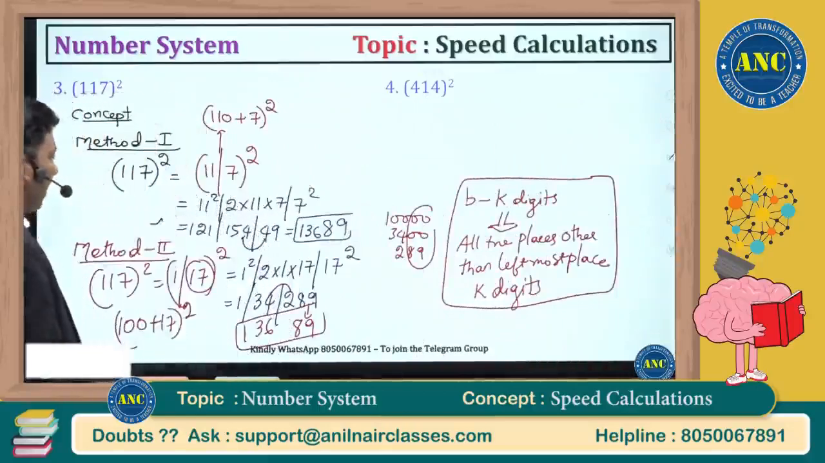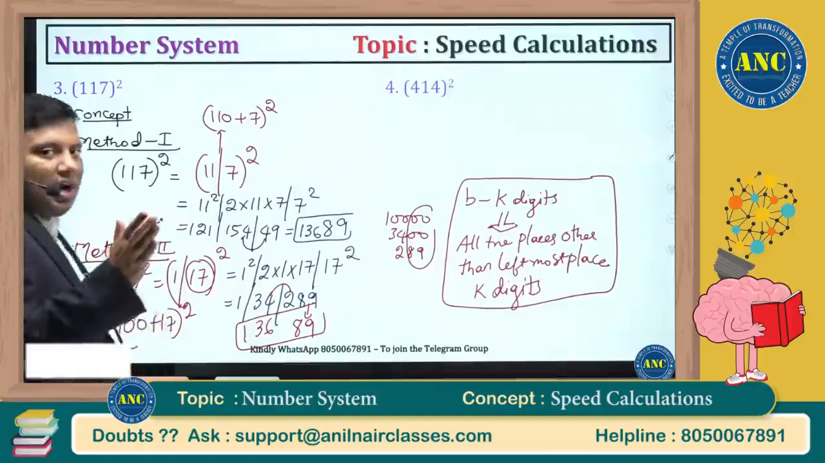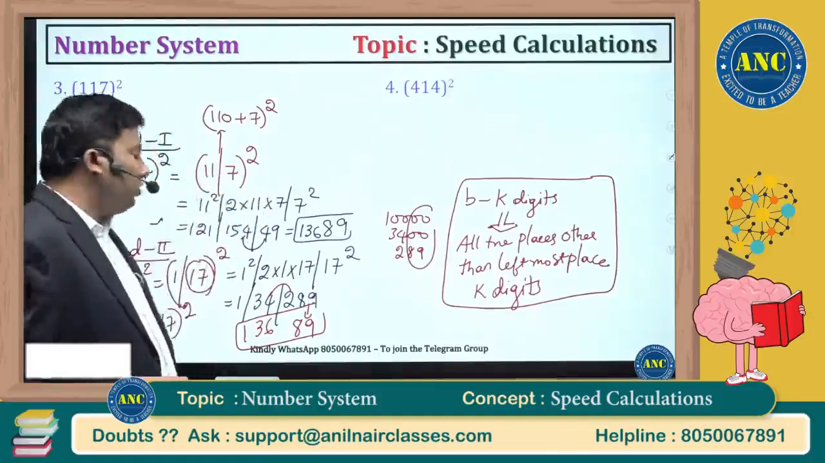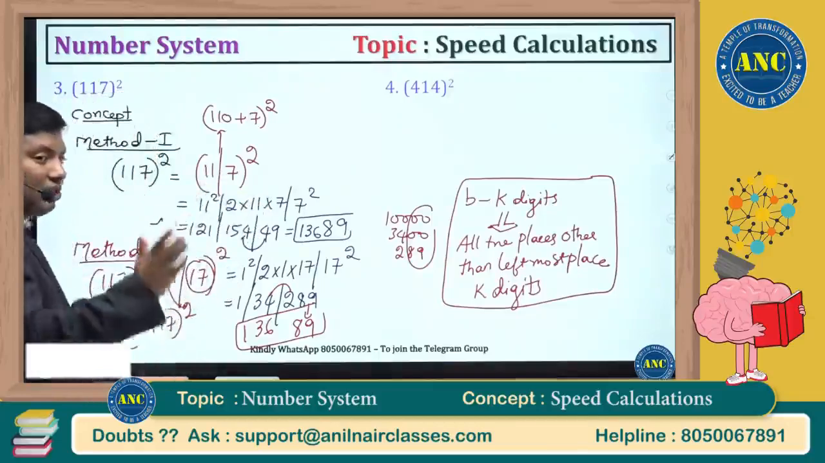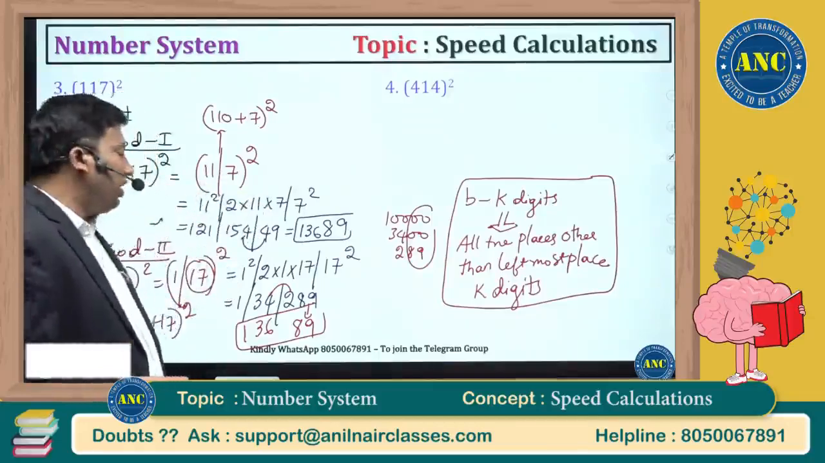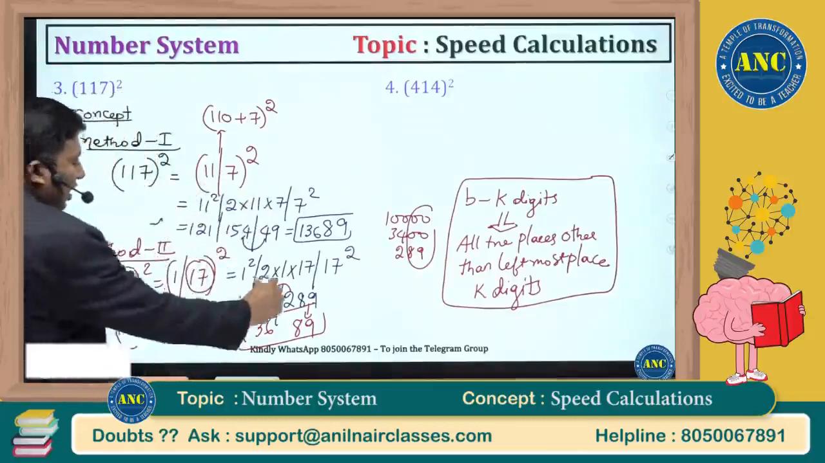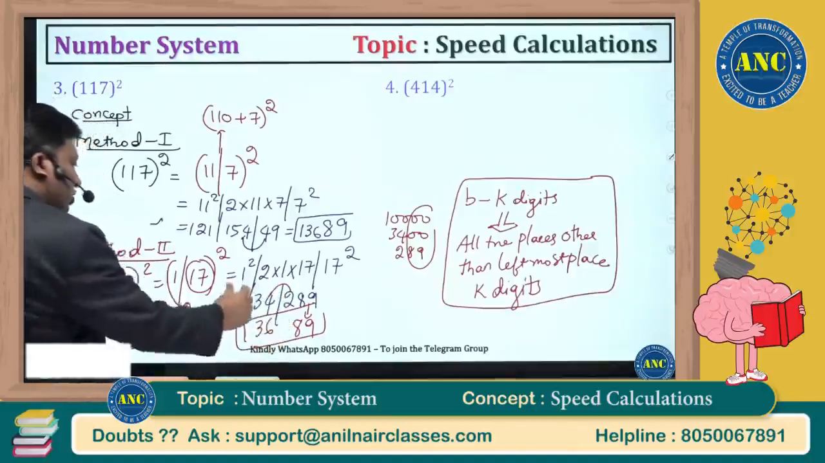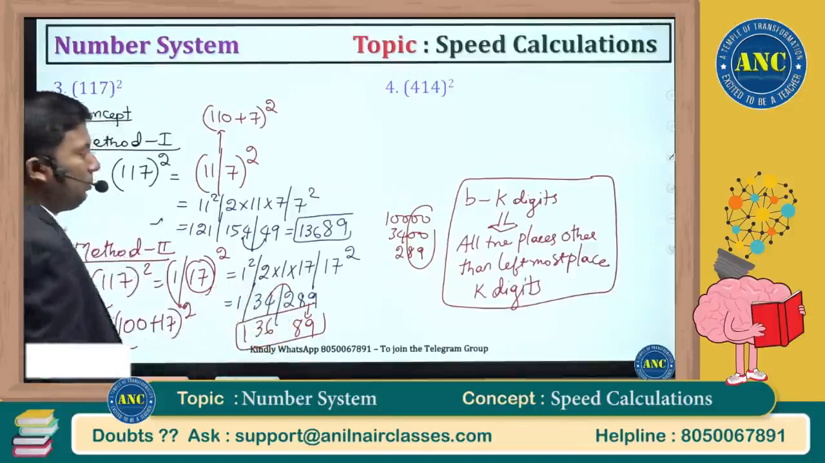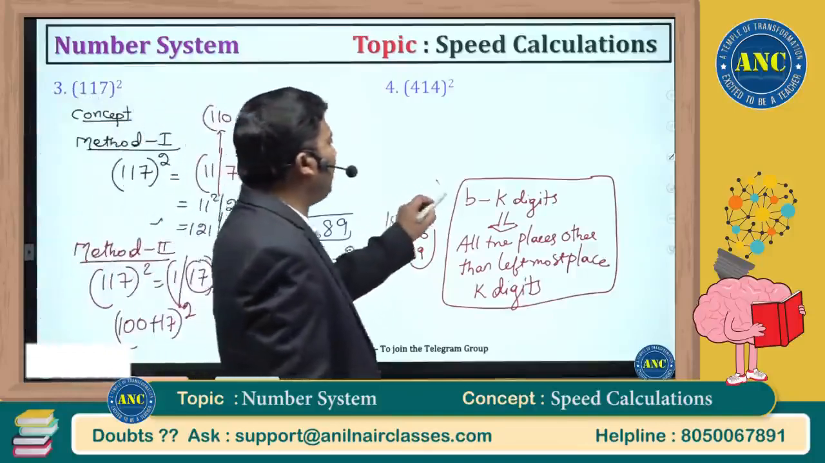Anil sir, why is it happening? It is happening because of 100 plus 17 square. 100 square is 1 followed by 4 zeros. 2 into 17 into 100 is 3400 plus 289. Write only 2 digits: 89, 2 carried, 34 plus 2. Please put a star mark on this point.